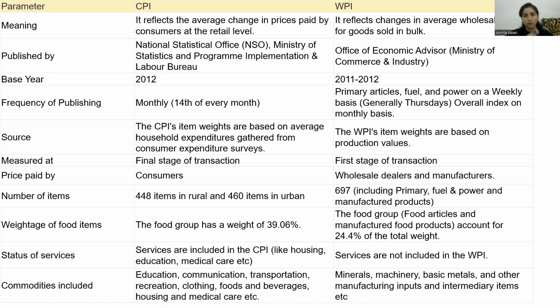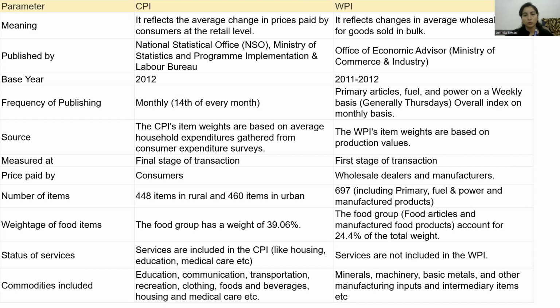Price paid: in CPI, of course, we are talking about the consumer price index. We are talking about the final price at which the consumer takes that particular commodity in hand by paying a certain amount. So that is definitely the price paid by the consumer. Now the wholesale dealers or manufacturers are paying in the WPI zone. Number of items: 448 items in the rural basket and 460 items in the urban, whereas in WPI 697, including primary articles, fuel and power, and manufactured products.